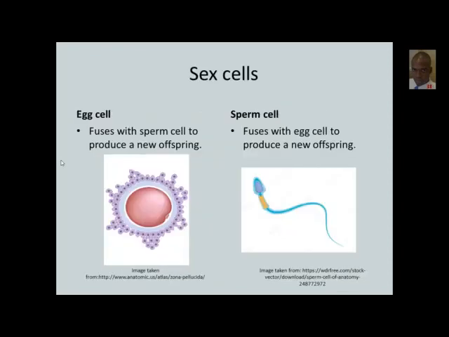Alright, next we have sex cells. Sex cells, we have two groups. We have egg cells and sperm cells, and if you look at the images there, you can see the egg cell is generally larger and the sperm cell is generally smaller. As a matter of fact, the sperm cell is the smallest cell in the human species, and the egg cell is the largest cell in the human species. And their duty is basically to fuse with each other to produce a new offspring. That's all their duty is, to make new offsprings.